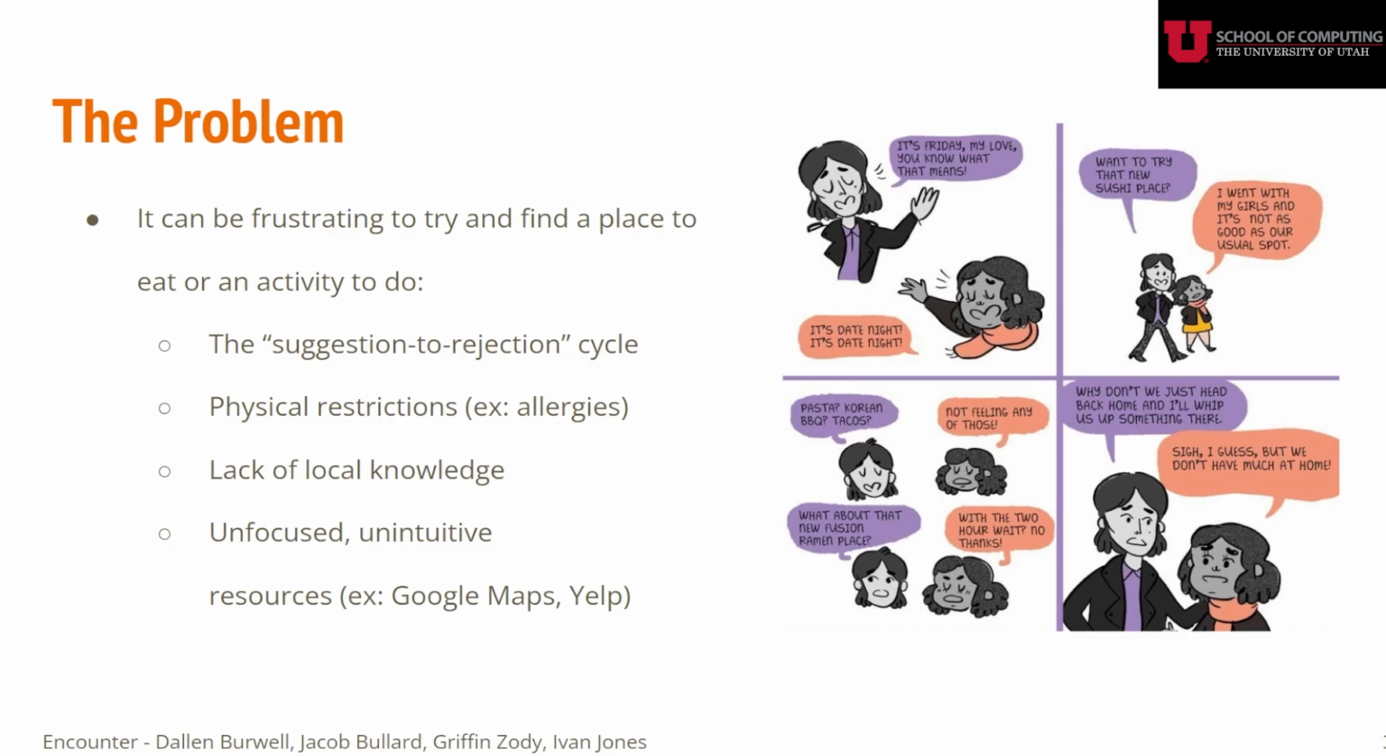Another problem that arises that we found is that if you want to find new places to eat, it can be hard with the existing technologies such as Google Maps or Yelp. You kind of have to know what you're looking for in advance, type in, oh, I'm looking for Chinese or Mexican. So we wanted to create an app that would solve this problem.